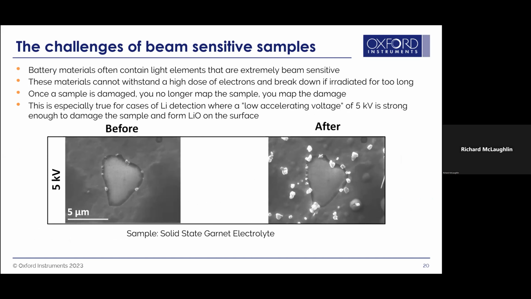One of the difficulties is that the samples are very delicate, extremely beam sensitive, so they damage quite easily. They can't really withstand a high dose of electrons and break down during the analysis. So on the left-hand side, we see the analysis at 5 kV before it was done, and then after the analysis, you can see artifacts appearing on the surface, and those bright regions are lithium oxide forming.